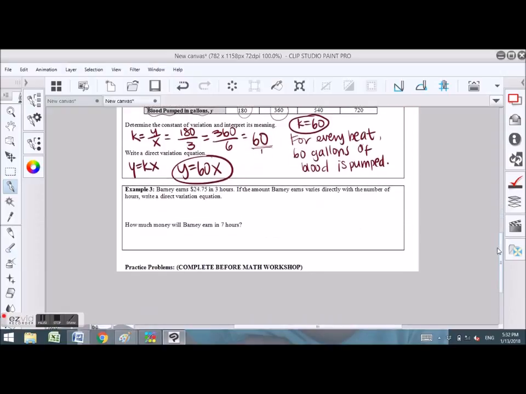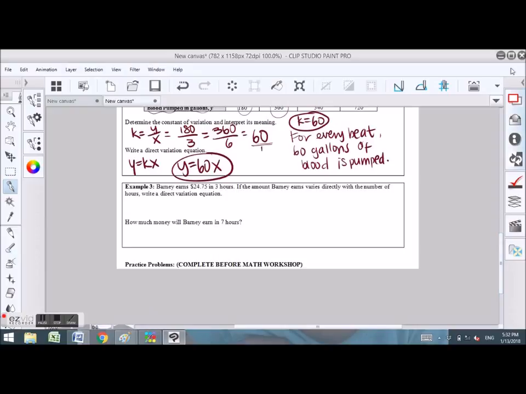Let's look at this word problem. It says Barney earns $24.75 in 3 hours. If the amount Barney earns varies directly with the number of hours, write a direct variation equation. So just thinking about this, we're talking about work. What do you have to do first in order to earn money? It depends on the number of hours.